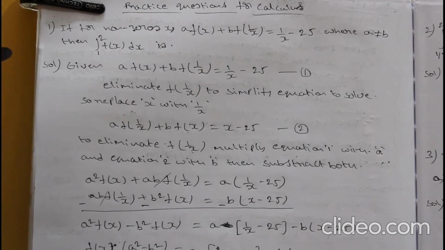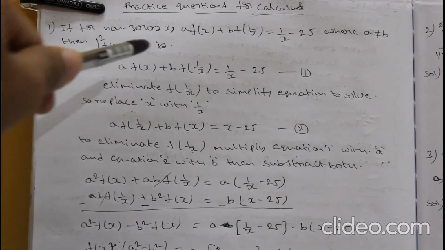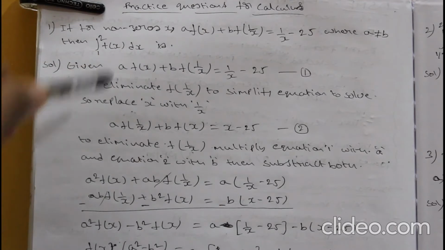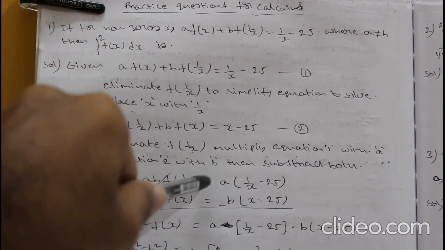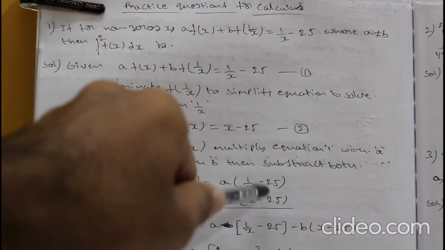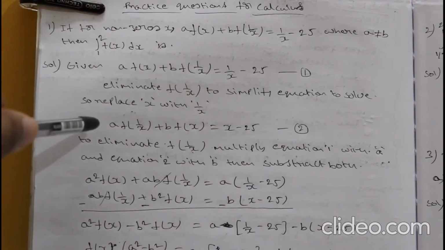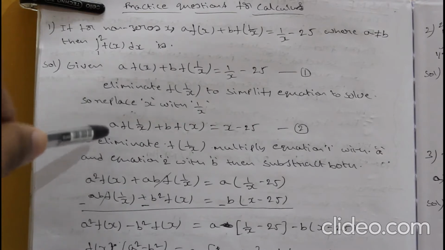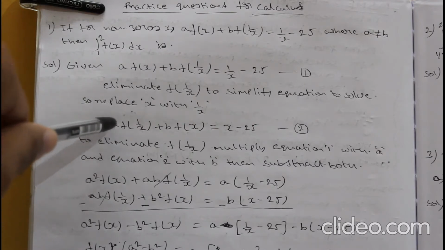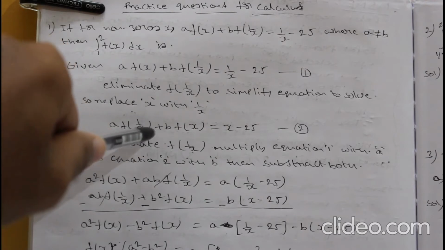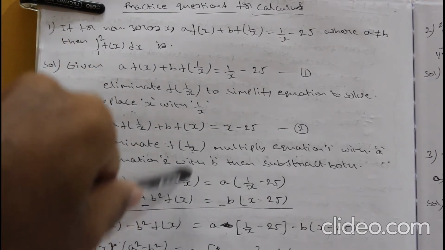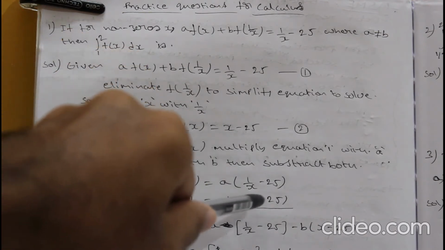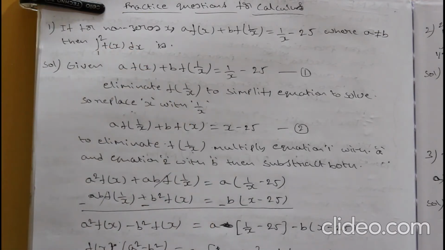This is the thing. Multiply equation 1 with a, so a square f of x, a into b f of 1 by x is equal to a into 1 by x minus 25, and multiply equation 2 with b, that is ab f of 1 by x plus b into b square f of x is equal to b into x minus 25. Now subtract equation 1 and 2.